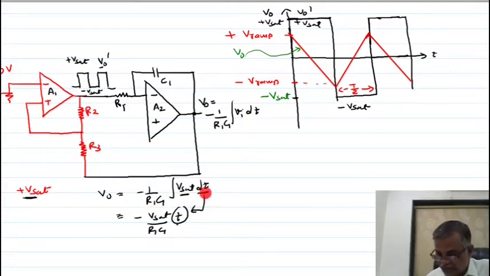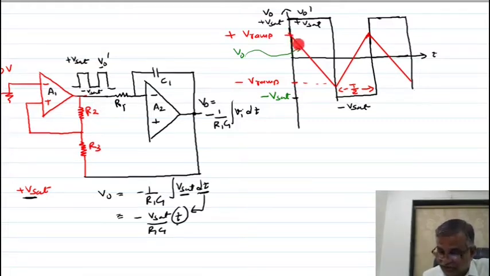With the help of this, if you calculate, then you can find minus V sat into R1 C1. This is a constant, so I am taking the constant out. Integration of dt is nothing but the time t. So as time increases, my output voltage decreases with a minus sign. So a negative going ramp is produced when VO dash is plus V sat. I think you understand now.